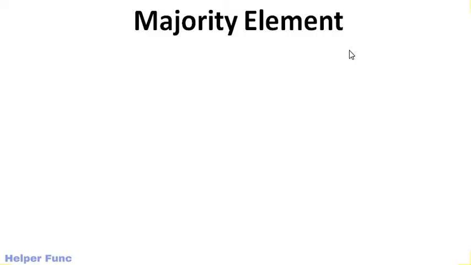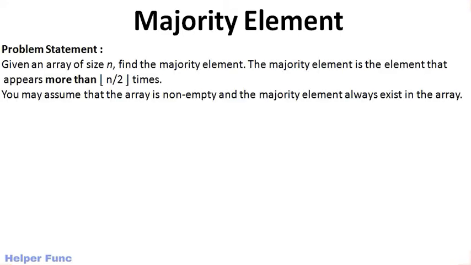In this video, we will be discussing a popular interview question, majority element. So the problem statement says that given an array of size n, find the majority element. And the majority element is the element that appears more than n by 2 times. So if n is 8, then majority element should appear at least 5 times. And if n is 7, then majority element should appear at least 4 times.